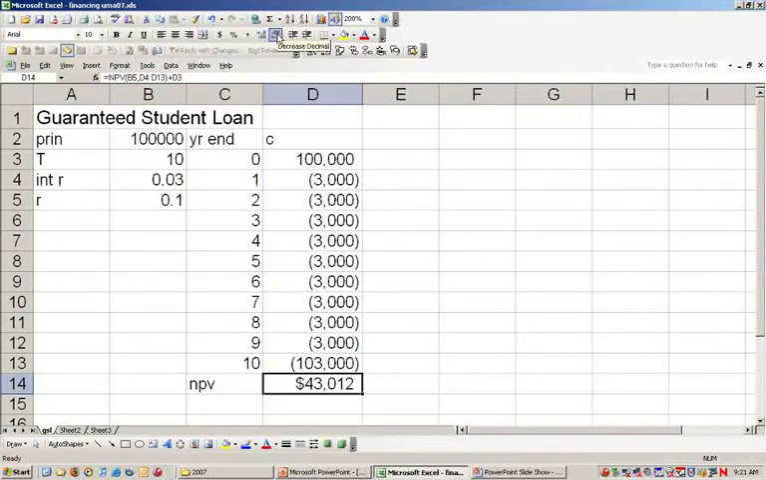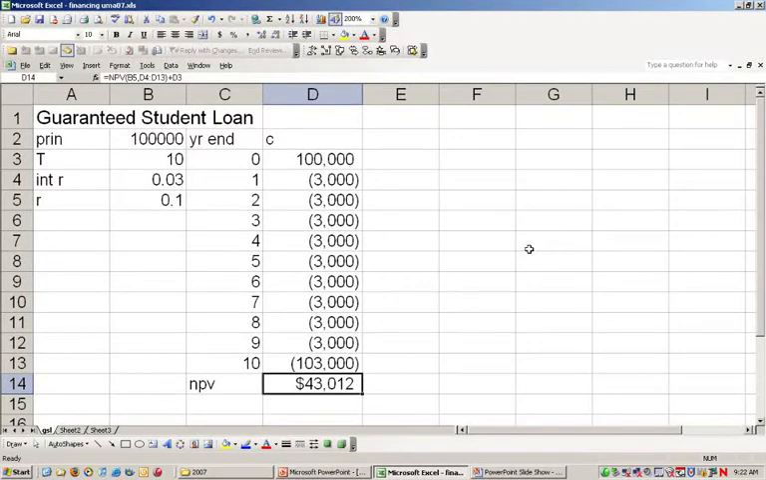Our result is a net present value of about $43,000. Therefore, the value of a guaranteed student loan to the student is about $43,000. Or another interpretation is having access to the guaranteed student loan program increases the student's wealth by $43,000.